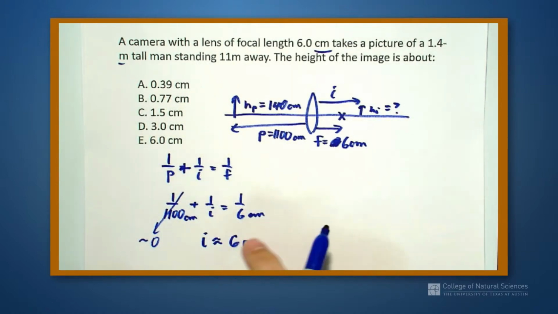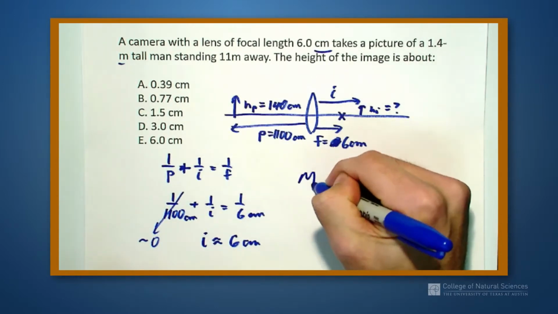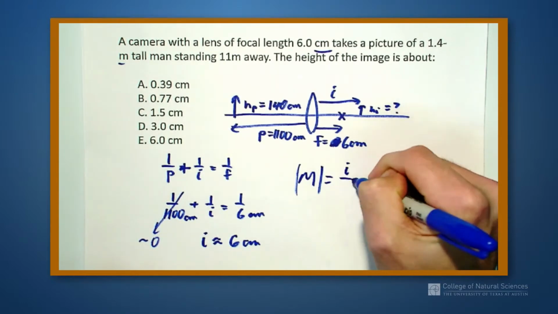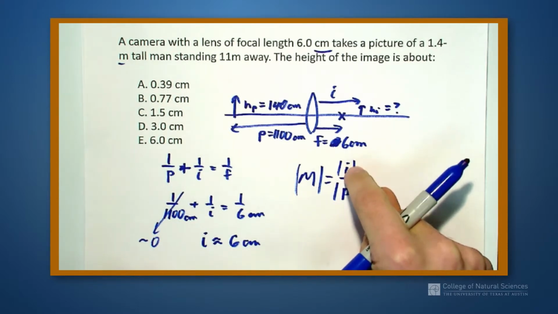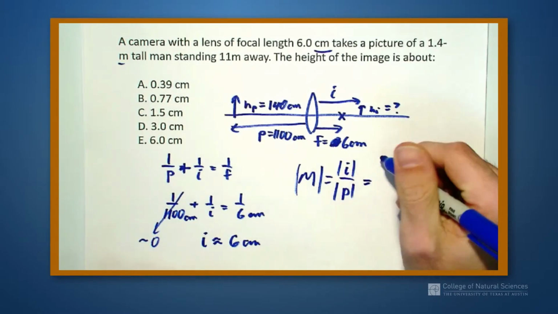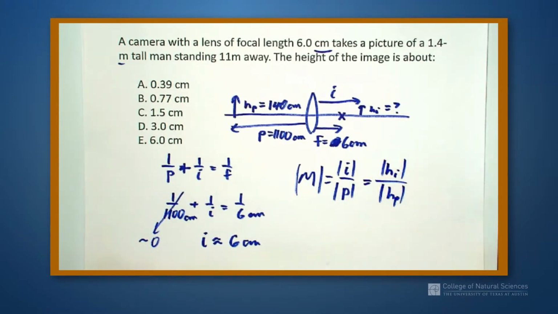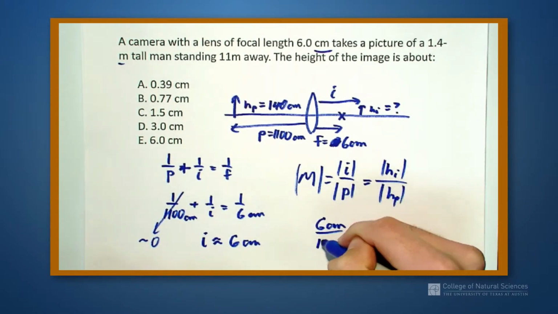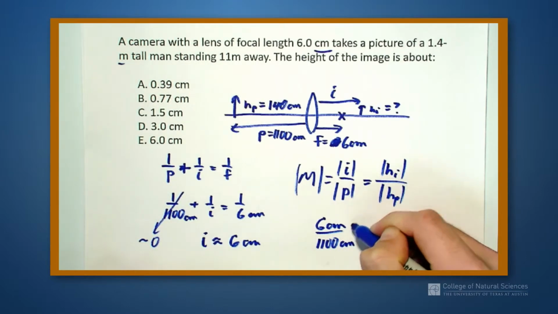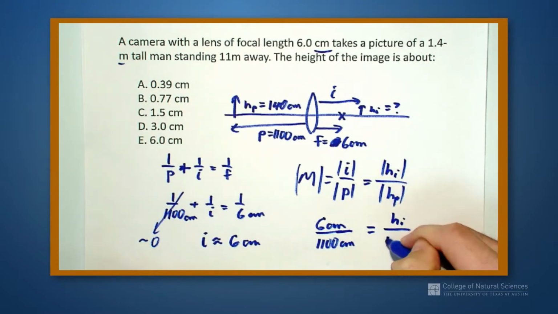But if I know that i is 6 centimeters, then I need to figure out the height. Well, I'm going to use that the magnification is given by the image over the object distances, which is also equal to the image height over the object height. So my image distance is 6 centimeters. My object distance is 1100 centimeters. My image height, which is really what I want to know, and my object height is 140 centimeters.